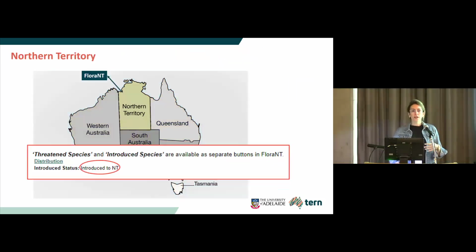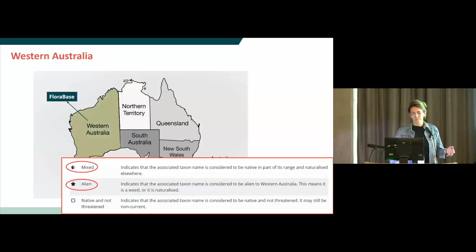So I'm just going to flick through these next couple of slides to show you the differences in the terminologies used for introduced status. In the Northern Territory, downloaded from the Northern Territory Flora, we use introduced to NT. In Western Australia, obtained from Florabase, using alien and mixed.